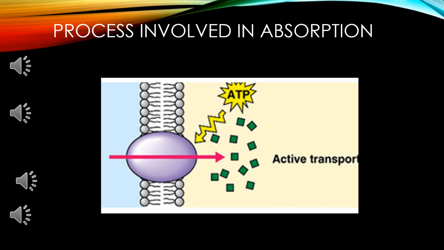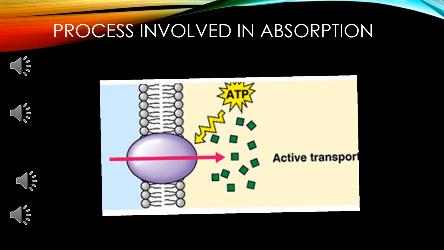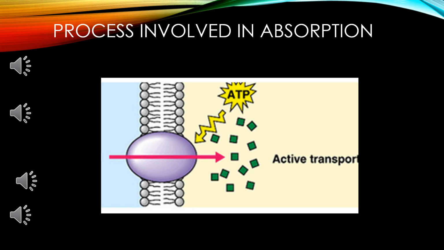Next is active transport. The particles of substances move from the lower region to the higher region. That means from where the particles are less to the region where the particles are more, by using energy from the cell. It is against the concentration gradient.